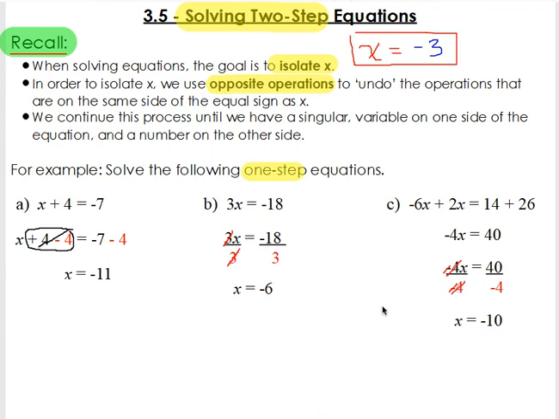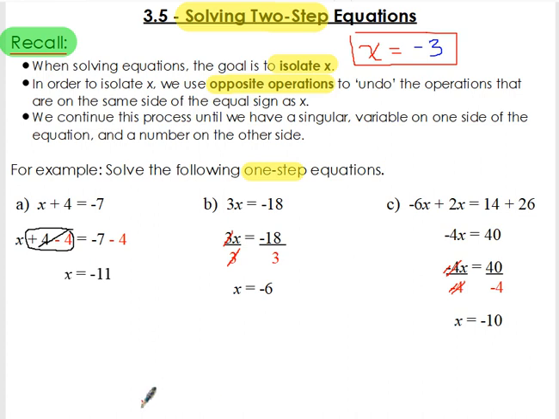Now I know we did have to collect the like terms to get to this step, right? But in terms of solving equations, in terms of opposite operations, we just did one of them. And that's why these are called one-step equations. You might have worked with these in grade 7 and 8.